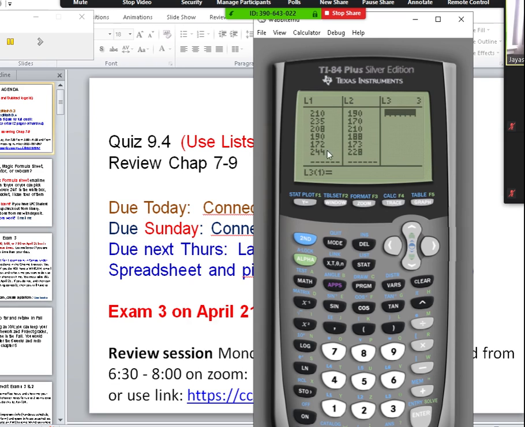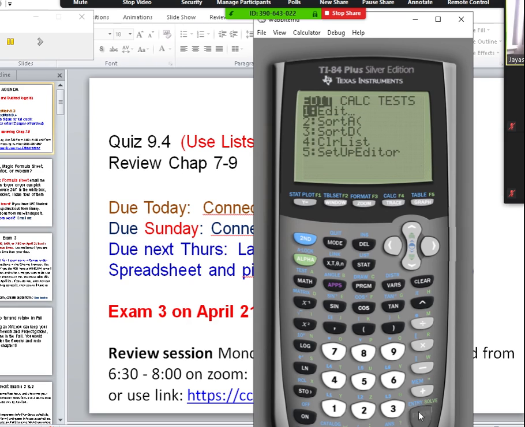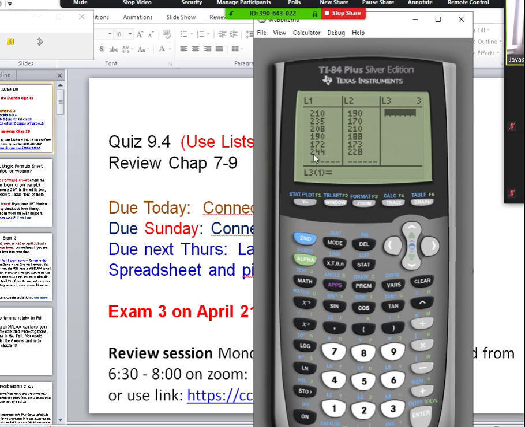All right, so you have stat edit gets you into your lists. So you put your first group into list 1, you put your second group into list 2, and then you go to list 3, and you can't do it when your cursor is here. Your cursor has to be literally on the L3 itself. So you have to arrow up so you're on the L3 itself, and then you can do L1 minus L2.